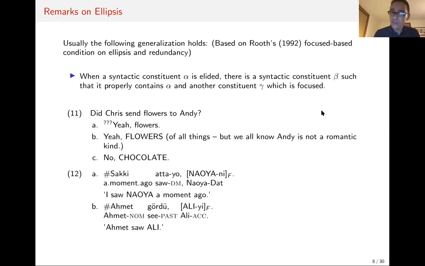Korean is a little bit tricky. That's why we are not talking about Korean facts today. So the fact is, when you have a right dislocation, it's actually better not to have focal prominence. Things are a little bit more complicated. It doesn't have to be always given or presupposed, but it's certainly not focal accent, the focal prominence, that is found in the right dislocated element, which is what you should expect if it's ellipsis.